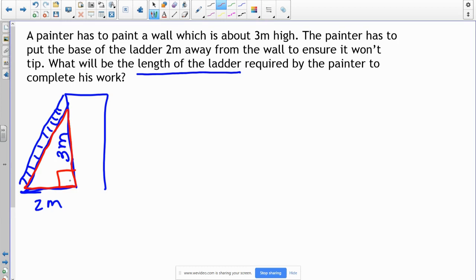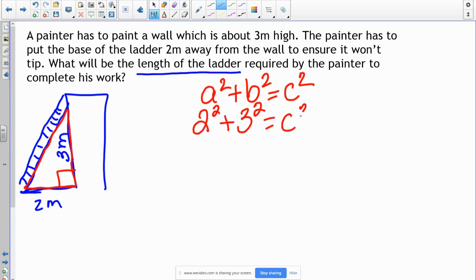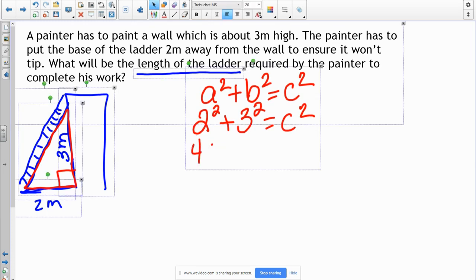And I notice this is a leg for the height of the wall. I notice this is a leg, the distance away from the wall. The ladder is the hypotenuse, so I know I'm looking for my hypotenuse. So now I can start with using the Pythagorean theorem: a squared plus b squared equals c squared. We'll say 2 squared plus 3 squared equals c squared. 2 squared is 4. 3 squared is 9.